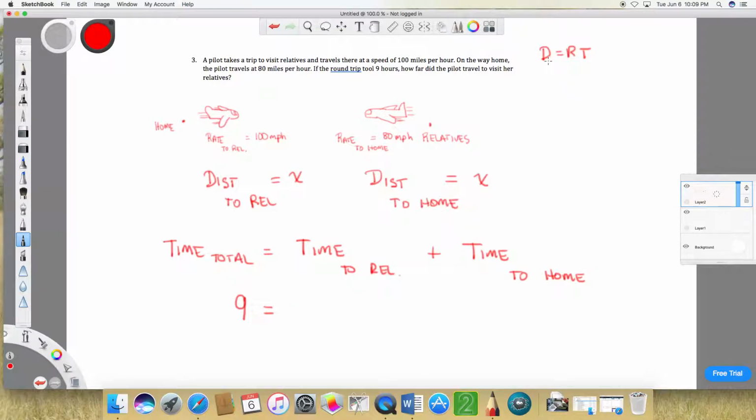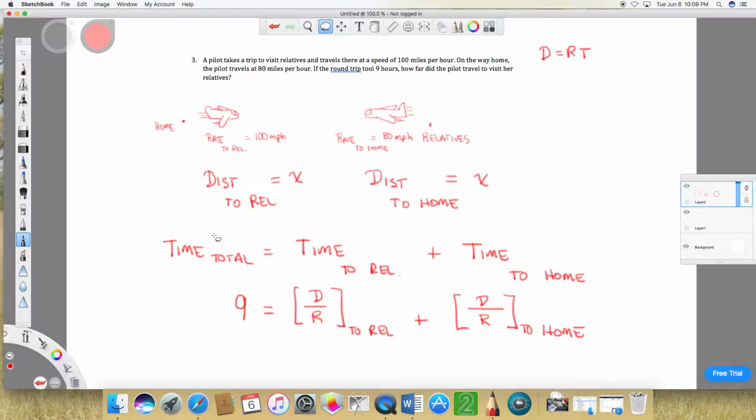And we know that distance is equal to rate times time. So to go to the relatives, let's write it out. That time is equal to distance divided by rate. So now I have information about the distance and the rate to go see the relatives, and I have information in my picture about the distance and the rate as she was returning home.